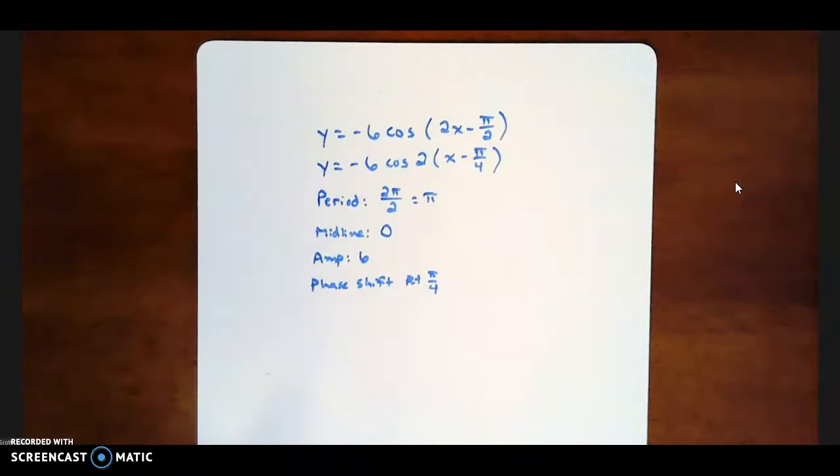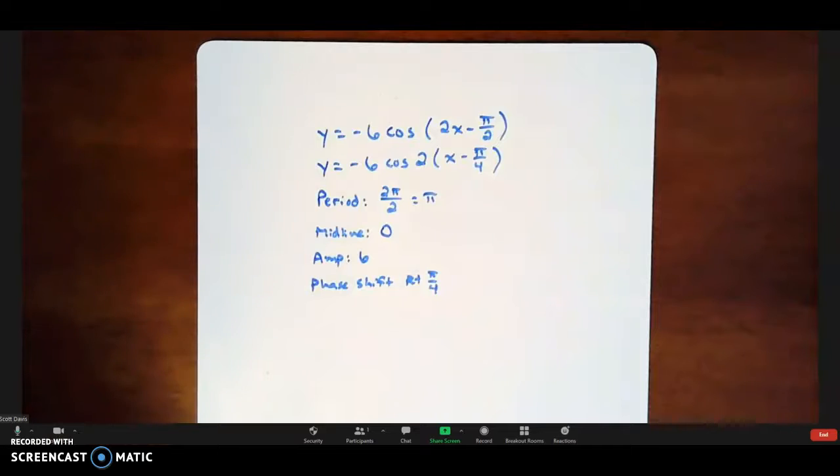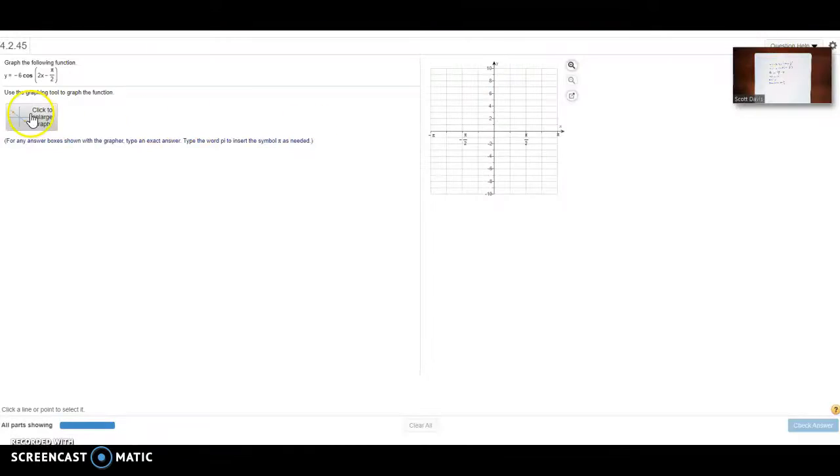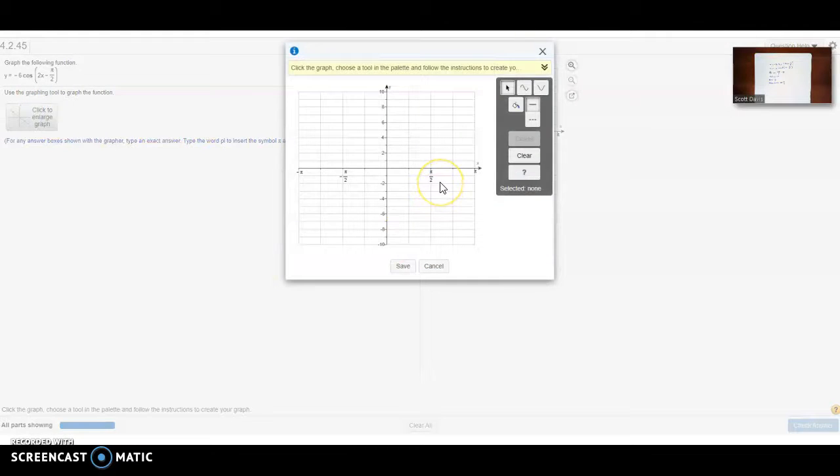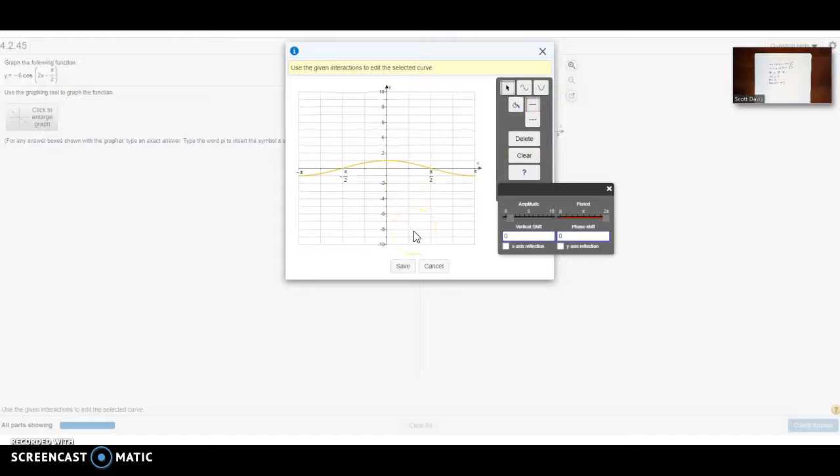How do we get all that stuff into MyMathLab? We're going to click on our graph. You're either graphing a sine curve or a cosine graph, and we are graphing a cosine graph. Then I'm just going to click somewhere on there so the graph will show up. Our amplitude was 6, our period was pi, we did have a reflection, and then we had a phase shift.